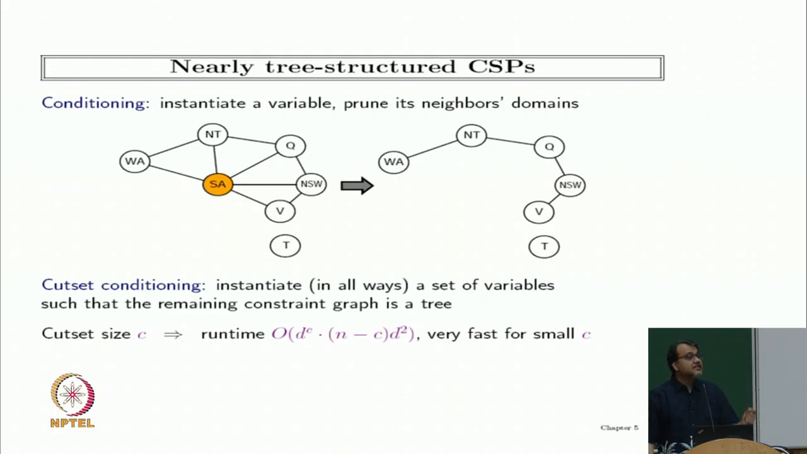So if my cycle cut set is of size C, then how many searches do I have to do? How many different possible ways to assign these C variables? d to the power C. But as soon as I have done this, my remaining problem, which is of size n minus C, can be solved in time n minus C times d squared. So my total running time becomes O of d to the power C times (n minus C) times d squared, which is O of (n minus C) times d to the power C plus 2, which, if C is small, the cut set size is small, is a huge speed up.